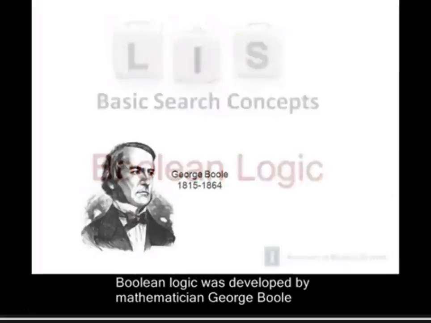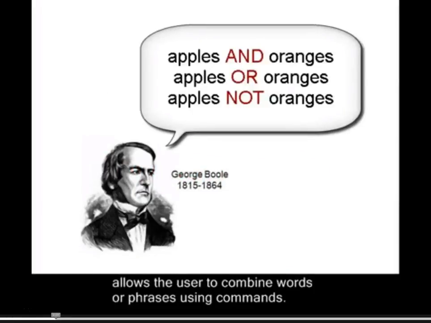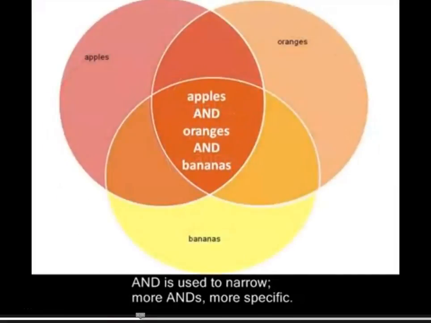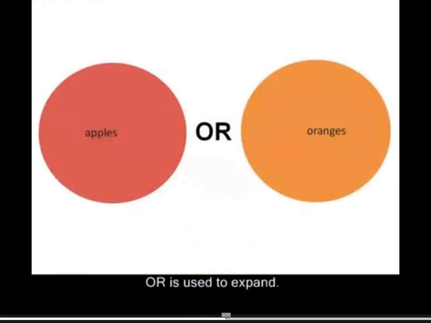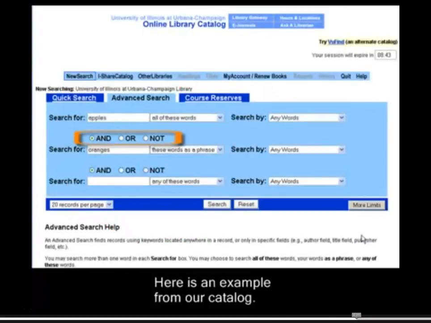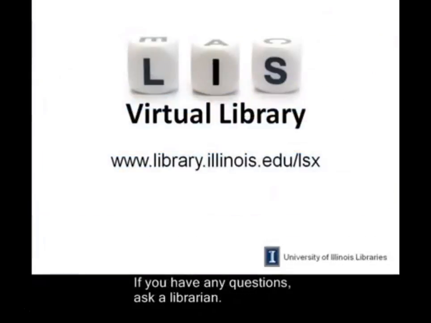Boolean logic, developed by mathematician George Boole, allows the user to combine words or phrases using commands. AND is used to narrow, more specific. OR is used to expand. NOT is used to exclude. Here is an example from our catalog. If you have any questions, ask a librarian.